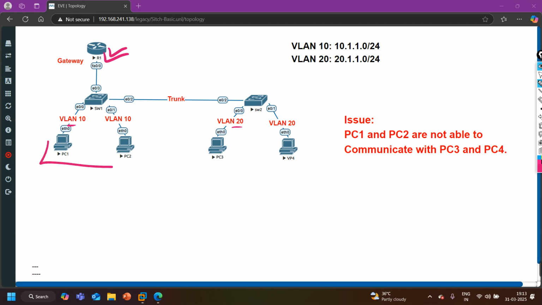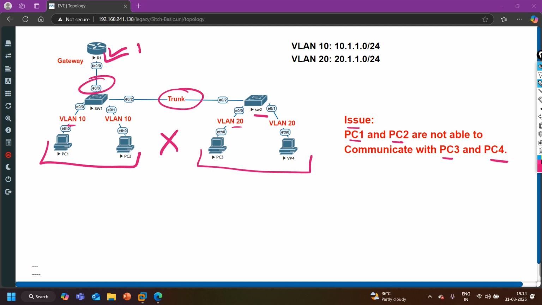And you can see in my scenario I have four PCs. PC1 and PC2 are connected to switch number 1, and PC3 and PC4 are connected to switch number 2. And here is some issue. You can see PC1 and PC2 are not able to communicate with PC3 and PC4. Both the switches are connected together through Ethernet 0/2, and this link is configured as a trunk link. This link will also be a trunk link, and here we will have two sub interfaces, f0/0.1 and f0/0.2. The topology is already configured, but we need to troubleshoot the issue.